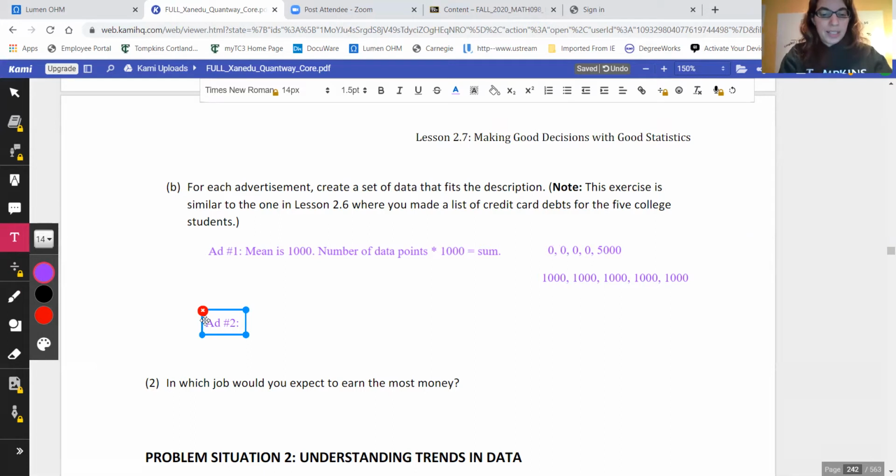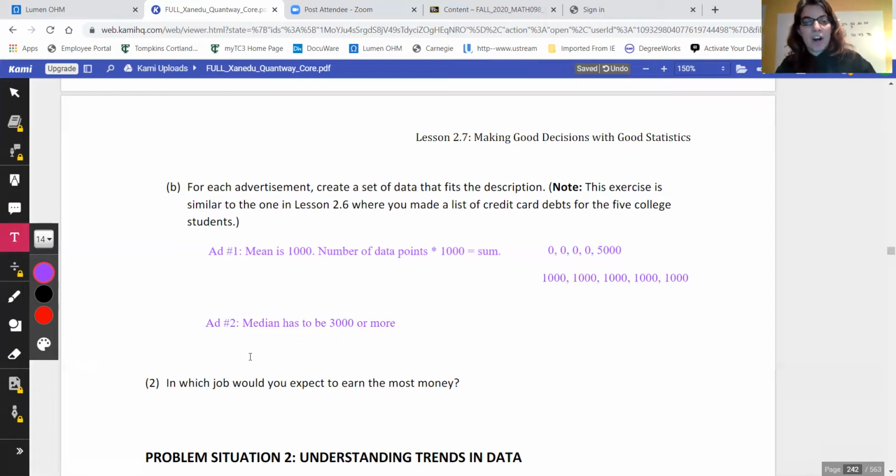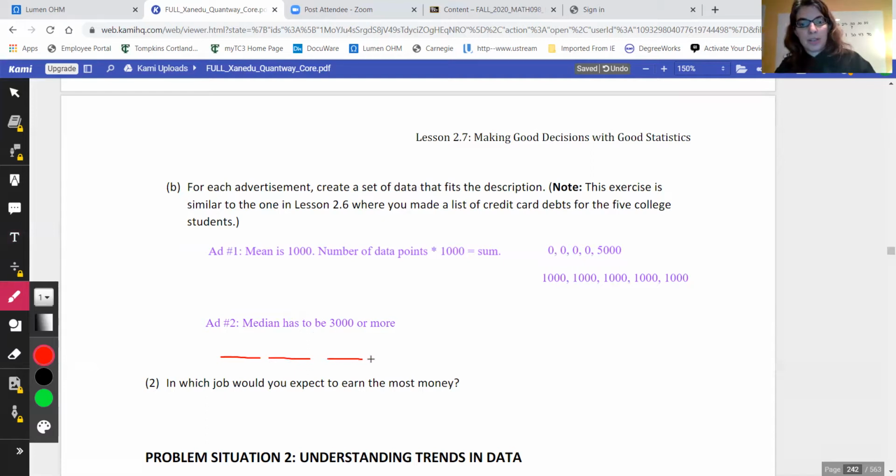All right, ad number 2 says half of their sales force makes over $3,000. So basically the median has to be $3,000 or more. Because if I have all of their numbers, I'm just going to go with 5 again. Half of their sales force makes $3,000 or more, so half is going to be from the median up. That's kind of what your data set has to look like. Remember, again, it has to be in smallest to largest order.